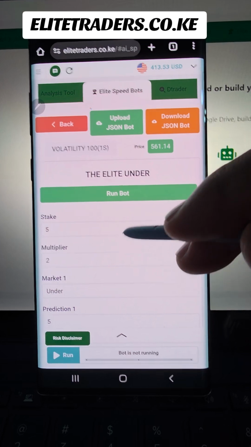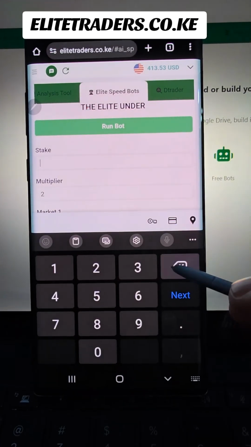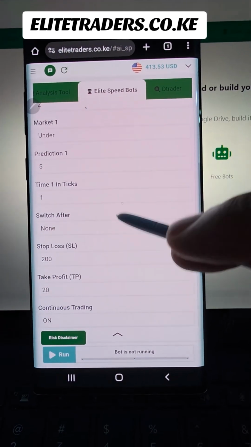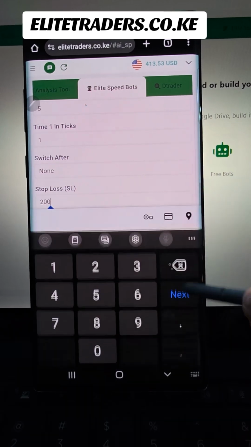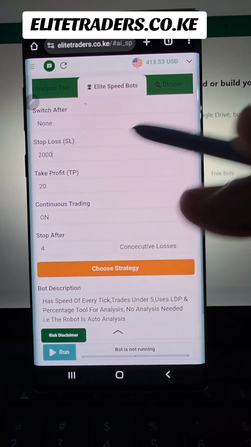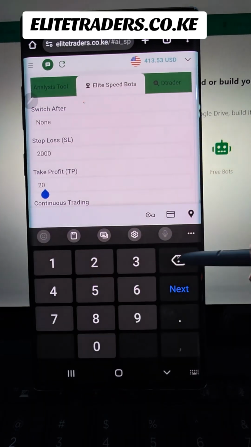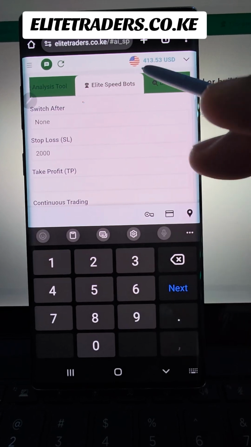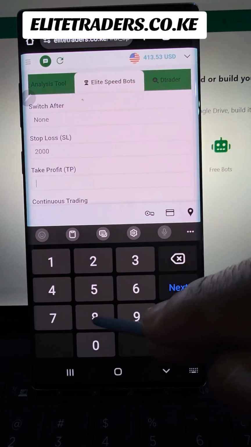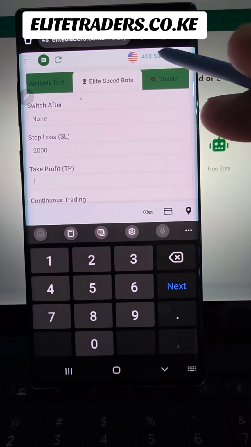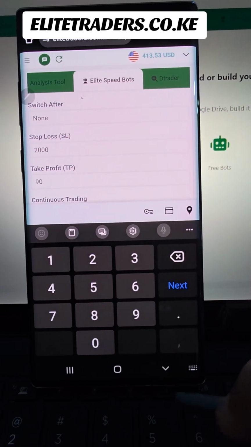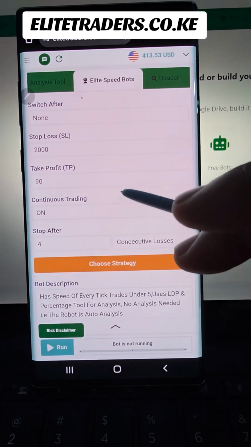I'll still use the default. This time round, I'll stake 20 USD. Risk management is very important, so I'll not work with the stop loss. Instead, I'll use the stop after this one: 4 consecutive losses, we stop the robot. And since I have 400, I want to reach 500, so this time around, let me target 90. I think we are good.